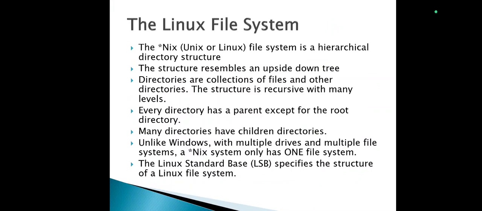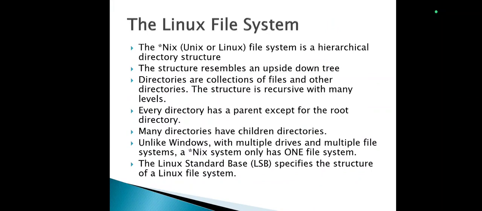The Linux file system. The Unix or Linux file system is a hierarchical directory structure. The structure resembles an upside down tree. Directories are collections of files and other directories. The structure is recursive with many levels. Every directory has a parent except the root directory. Many directories have child directories.